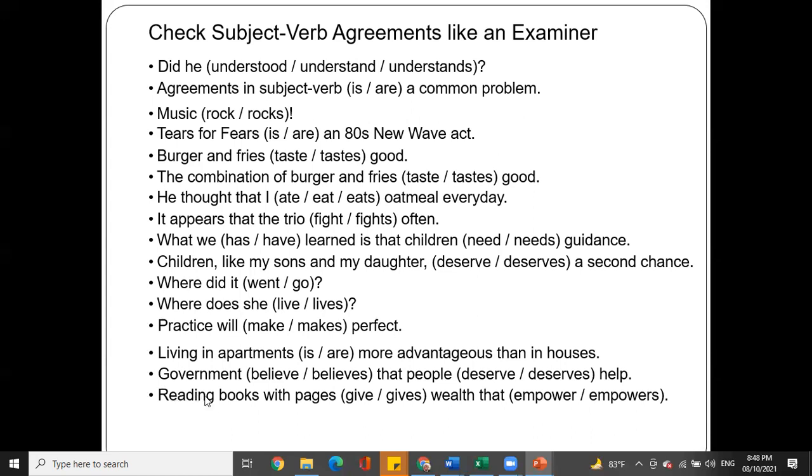We call that the gerund. So the gerund is a verb that acts as a noun, as expressed with the ing. Reading is an it. Reading books with pages gives wealth that empowers.